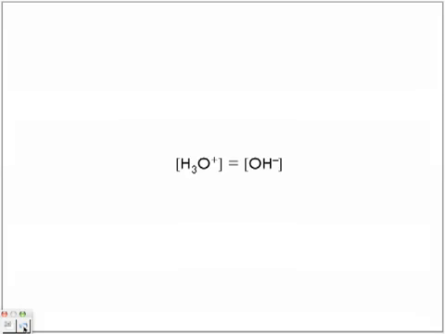So here we have the concentration of the hydronium ion is equal to the concentration of the hydroxide ion. What kind of a solution do we have? We have an equal number of acids as we do bases. What kind of a solution do we have? Starts with the letter N. Neutral, right? So a neutral solution. They're equal to one another.